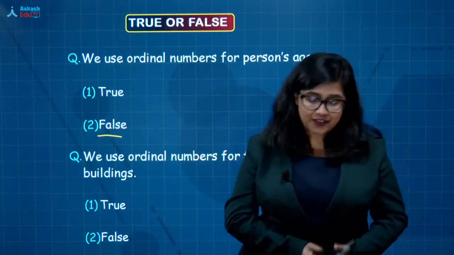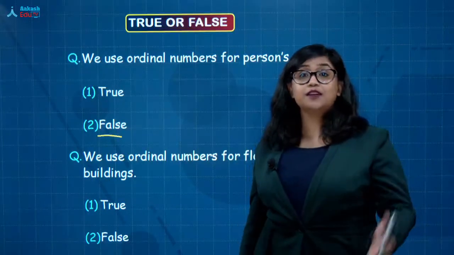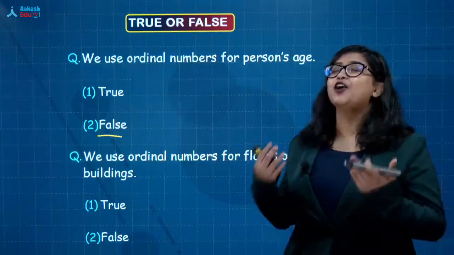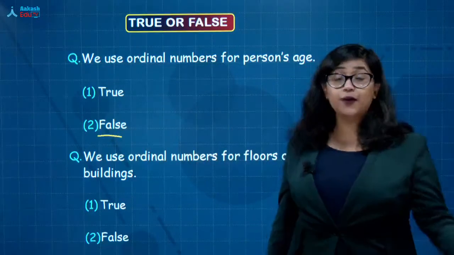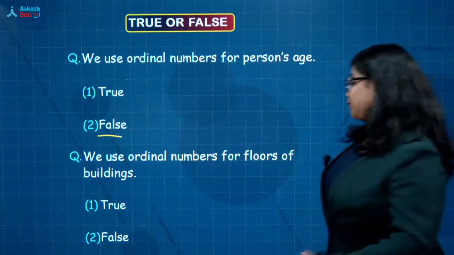Well done guys, very well done, excellent job. We use ordinal numbers. Ordinal numbers are again first, second, third. Well, the statement is absolutely true, isn't it? He lives on the first floor, I live on the 10th floor, right? So we do use ordinal numbers to talk about the floors of the building.